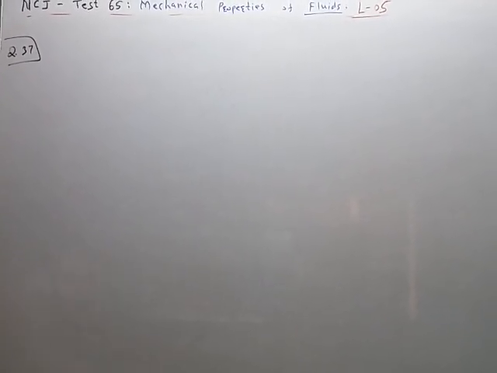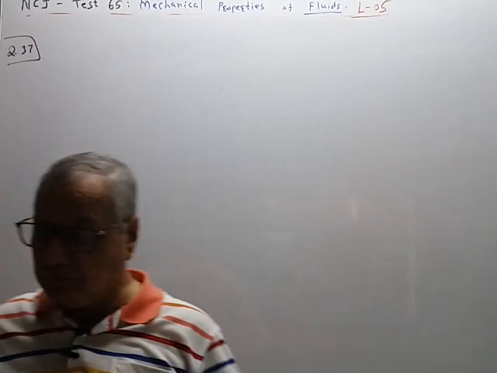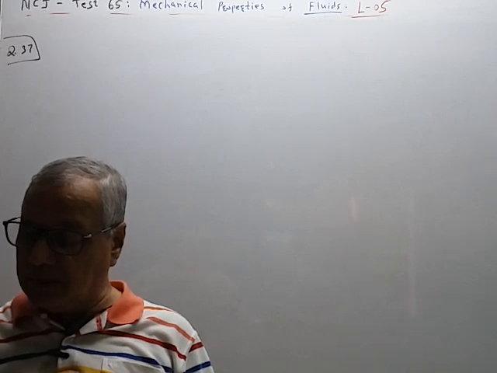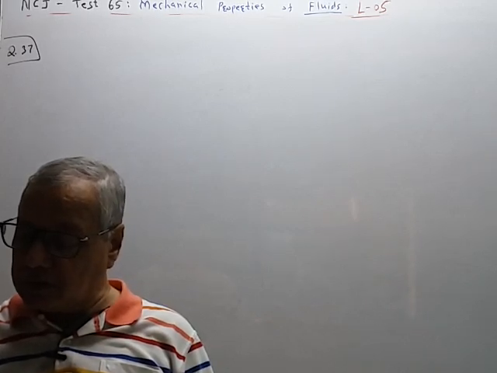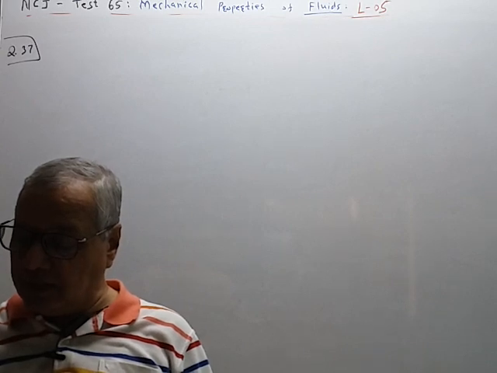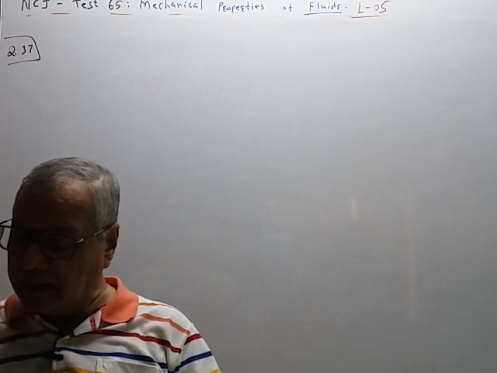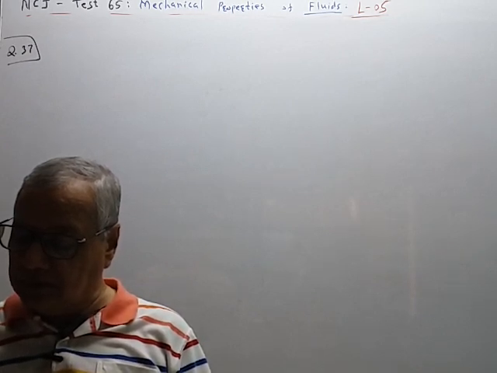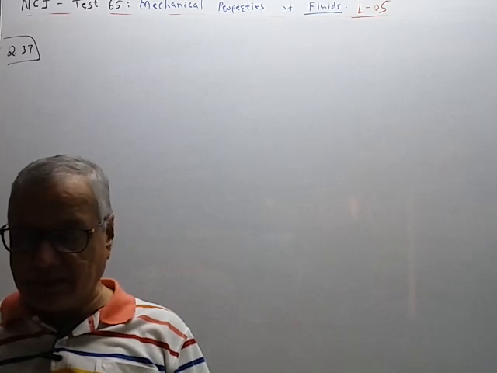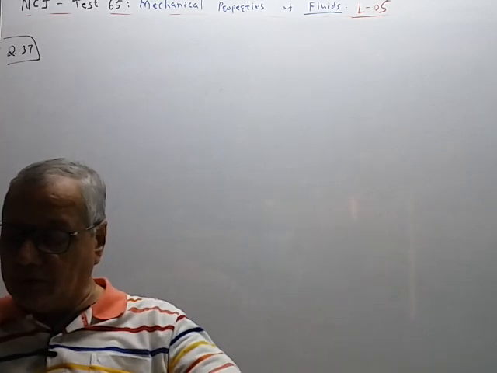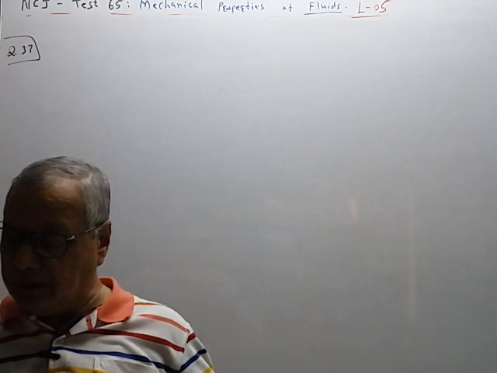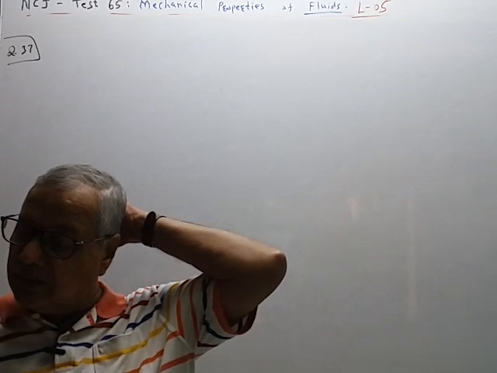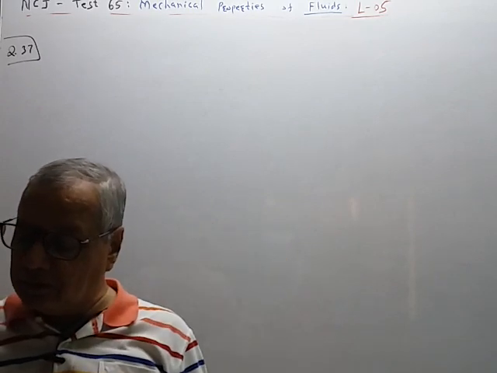Next, 37. When a glass capillary tube of radius 0.015 centimeter is dipped in water, the water rises to a height of 15 centimeter within it. Assuming contact angle between water and glass to be 0 degree, the surface tension of water is dash dash dash. So answer is given in SI system, Newton per meter. So you have to convert all the values in SI system. Density of the water is already given in SI system. So only the dimensions, height and radius, should be converted into the meter.